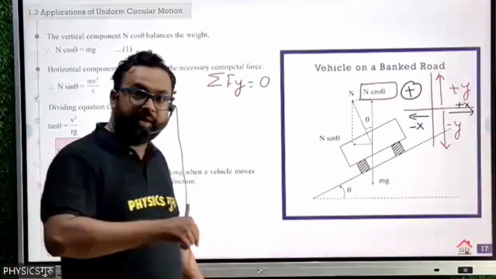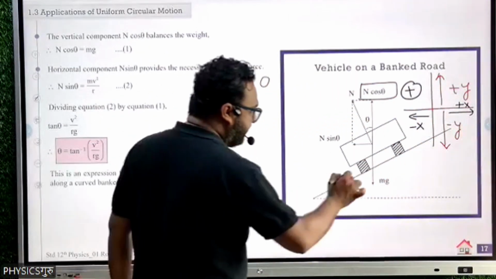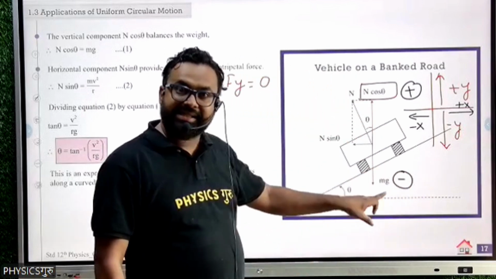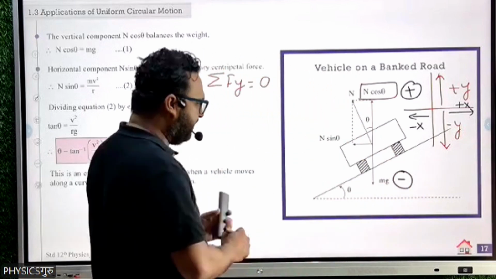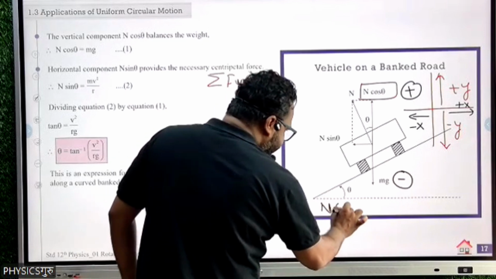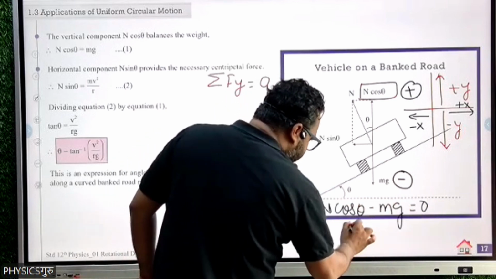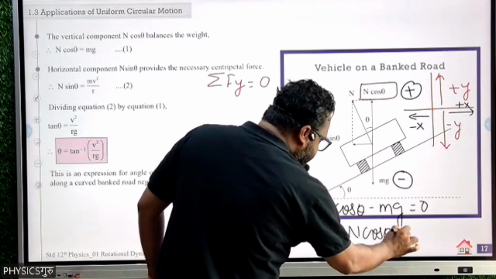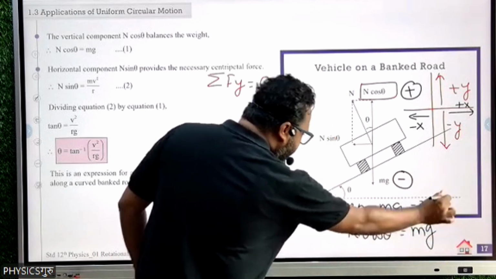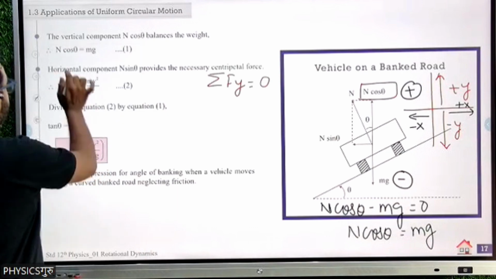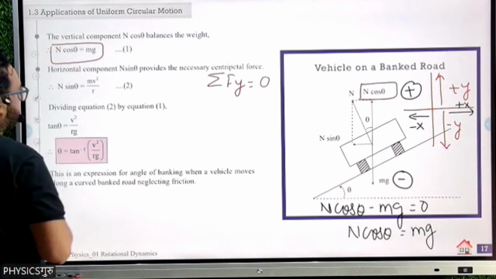Weight is acting downward, so weight is negative. So N cos theta minus mg equals 0. So N cos theta is equal to mass into gravity, N cos theta is equal to m into g. This is the first equation.